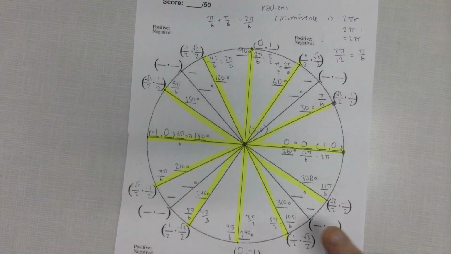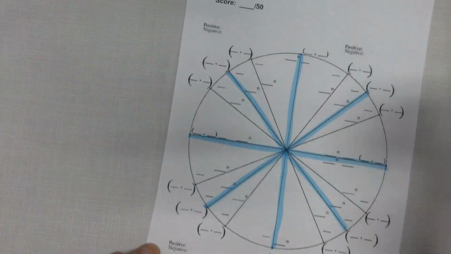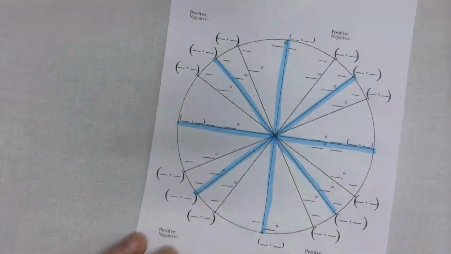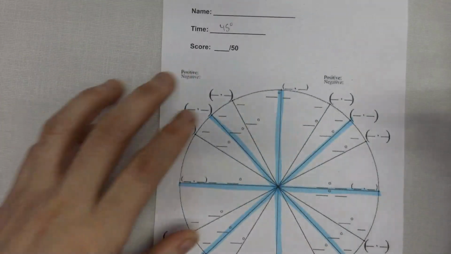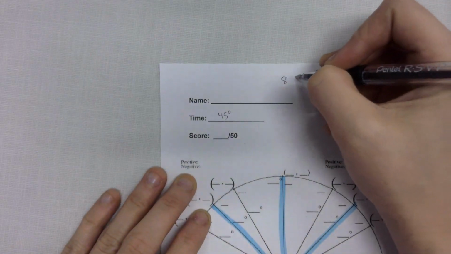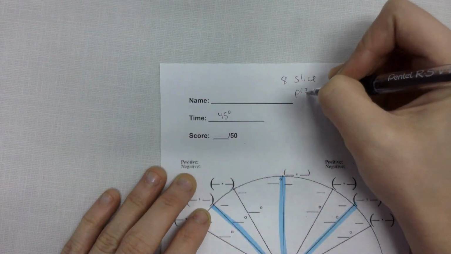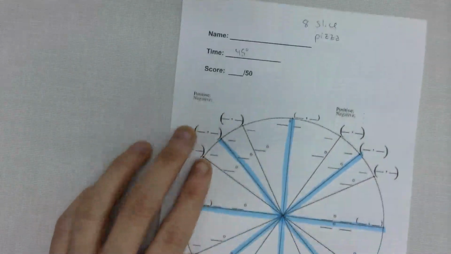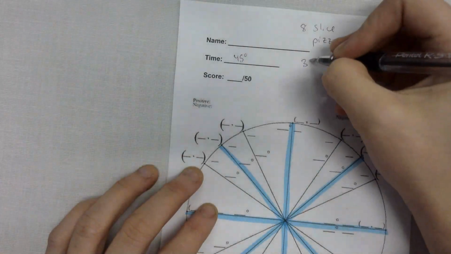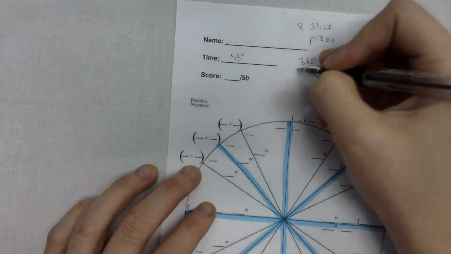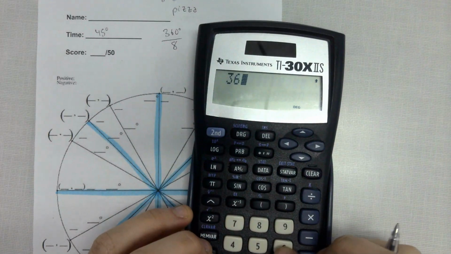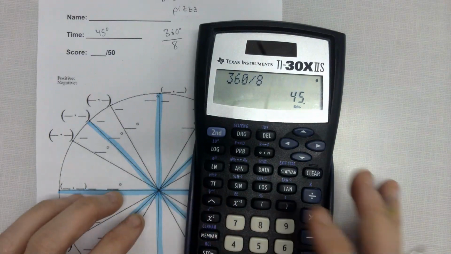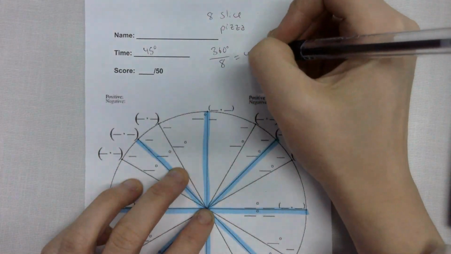So now I'm going to look at our 45-degree slices, right? So we're going to ignore these other lines. We're only caring about our 45-degree slices. So this is a different type of pizza. This is an 8-slice pizza, right? This group of people are hungrier. So we have 360 degrees total in our circle still, but we have 8 slices now instead of 12. So if we do 360 divided by 8, we get each slice is 45 degrees.